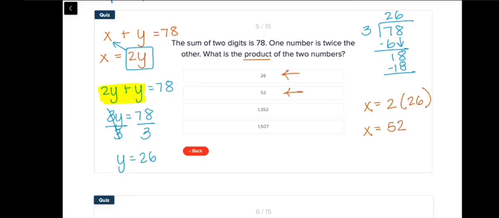Now notice that they include 26 and 52 as your answer choices, but they're there to confuse you and trick you, because the final answer has to be the product, the multiplication of these two values. So finally, I'm going to multiply 52 times 26.